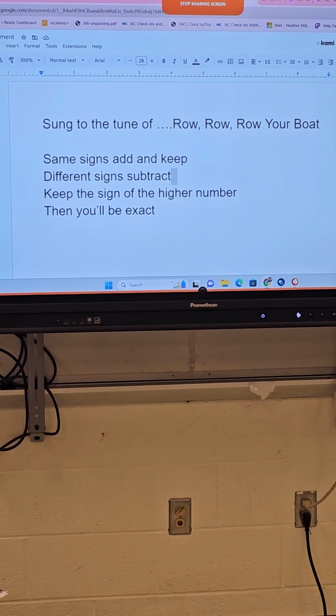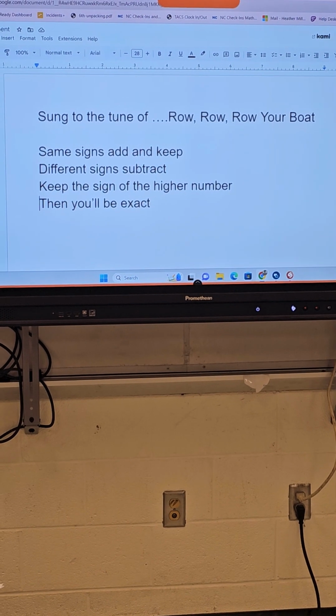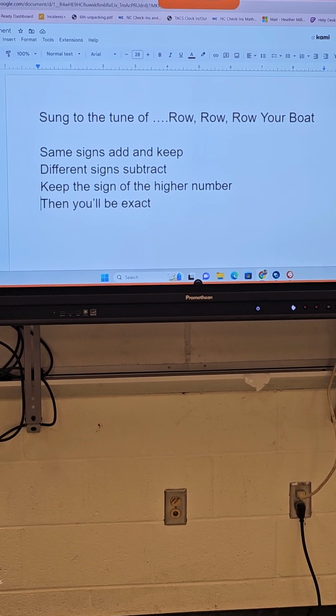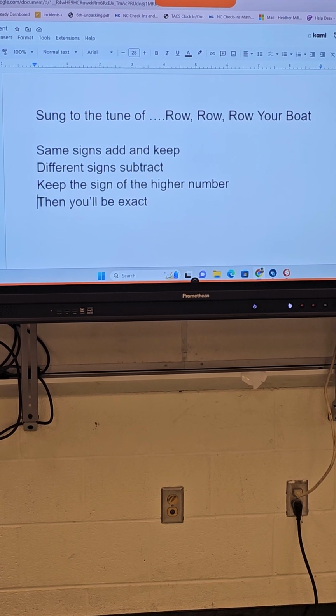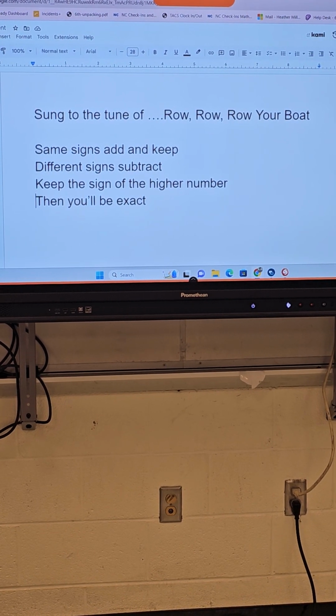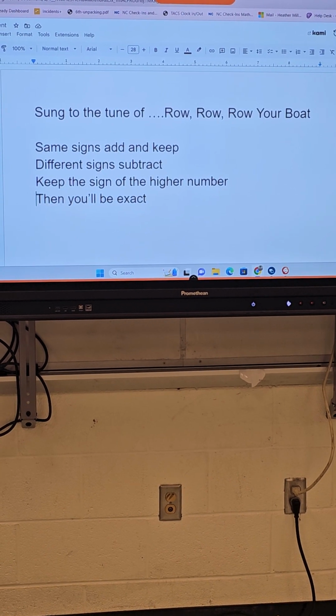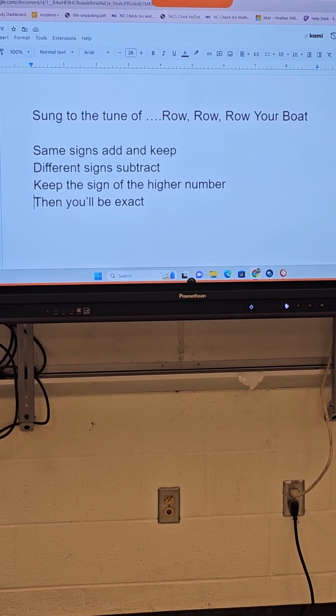Here's a song that your student can use at home to help remember the rules for adding integers. The song goes to the tune of Row, Row, Row Your Boat.